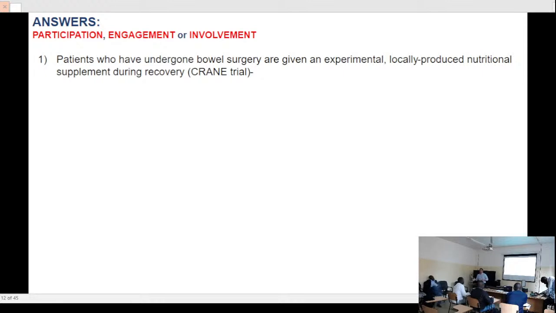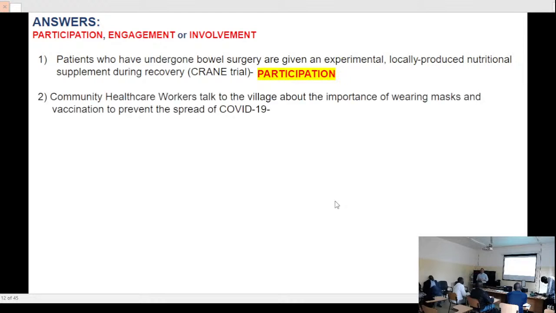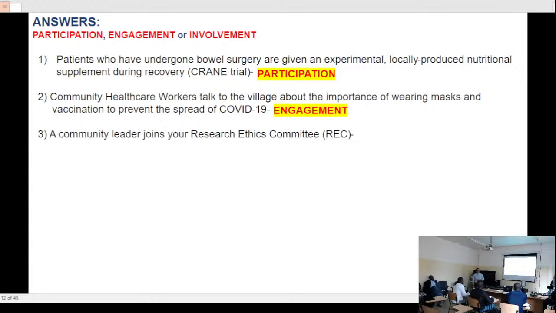nutritional supplements. So essentially, the Cochrane trial. Yes, correct. Number two, we have wearing masks to prevent the spread of COVID. Yes, this one. This committee.